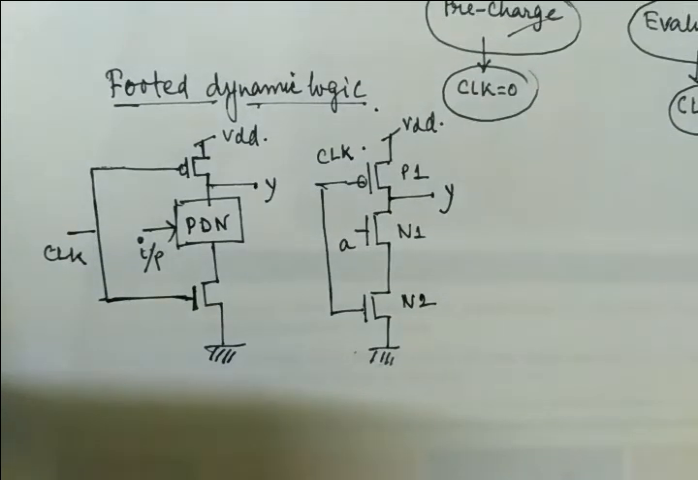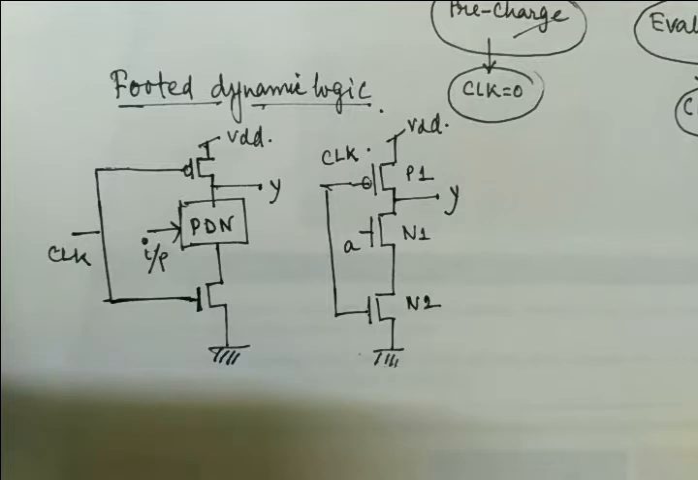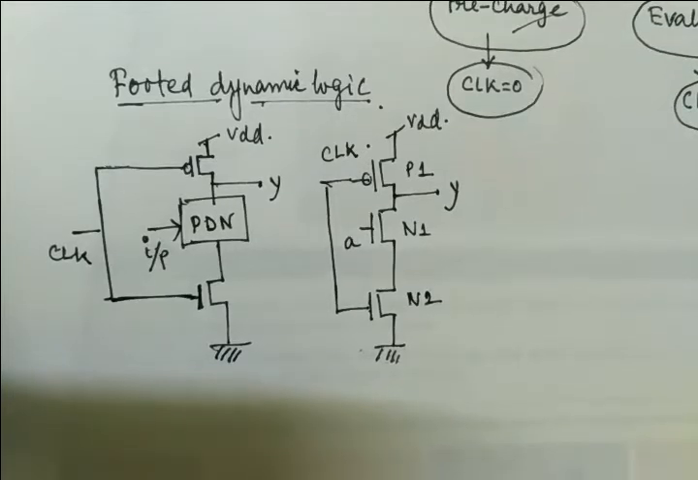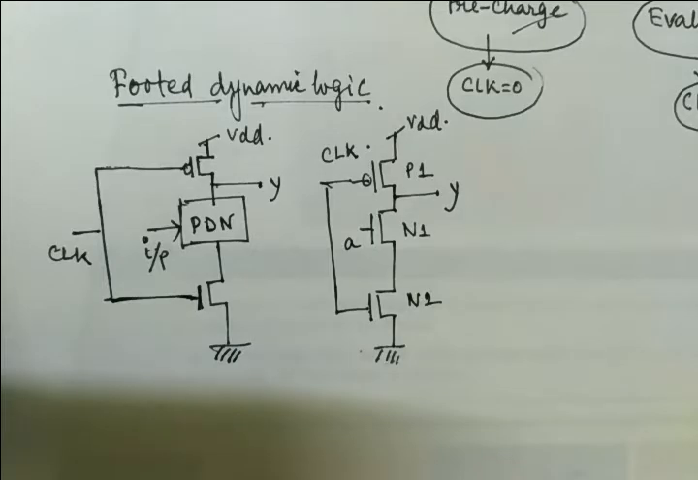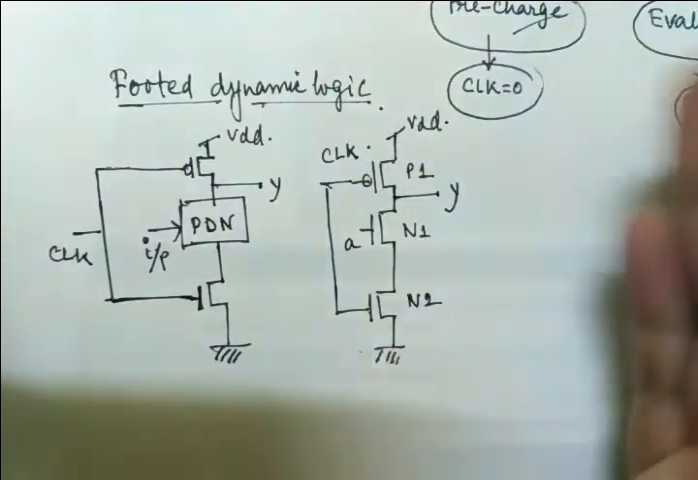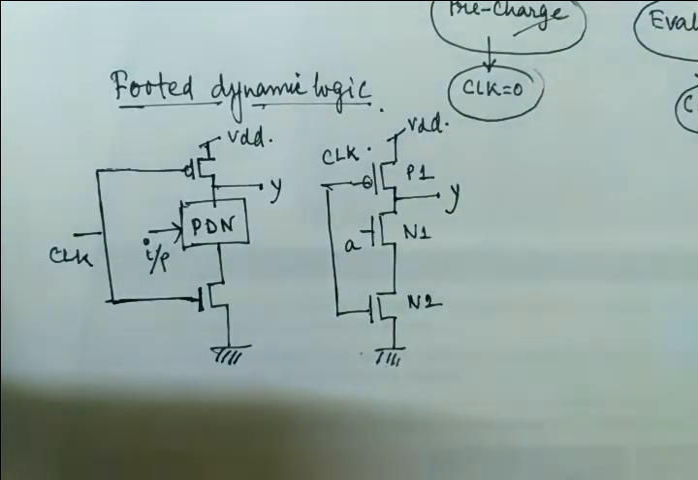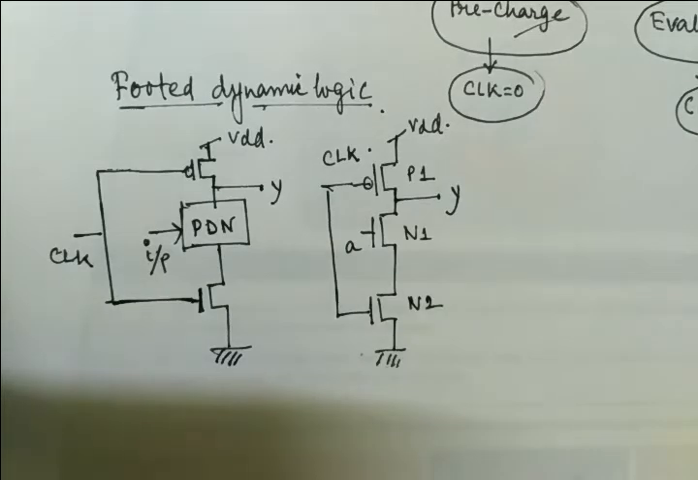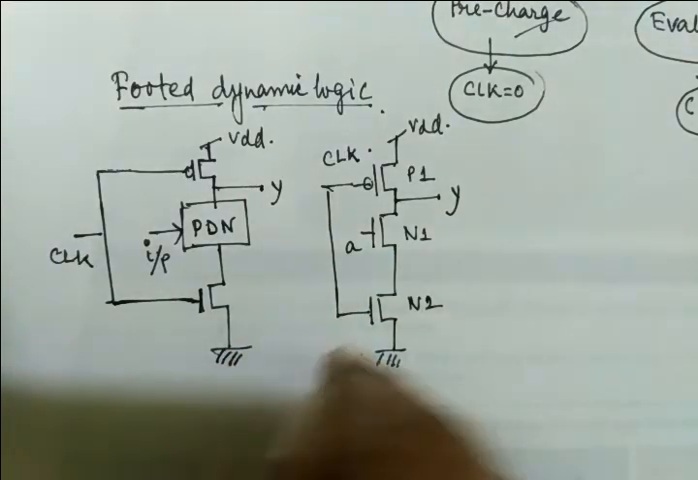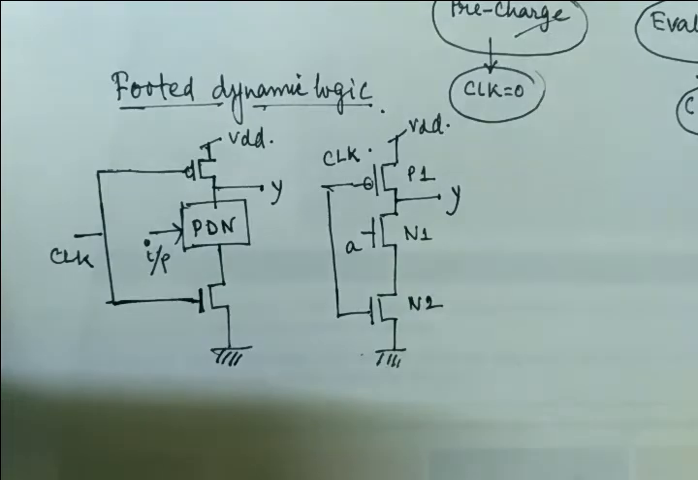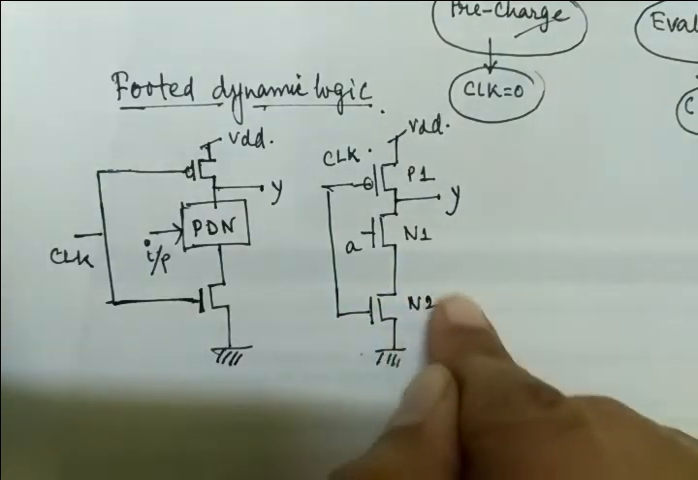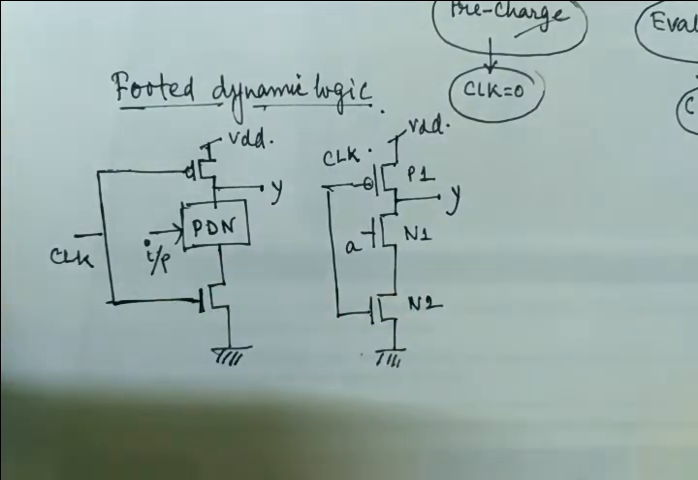Now this is the footed dynamic logic. As we discussed in the previous section, that was the unfooted dynamic logic, and this is the footed dynamic logic. So what is the difference in this logic circuit? If you keep this diagram and the previous diagram side by side and compare each and every design part, you will see that there is only an extra NMOS added as a foot in the bottom section. See here there is an extra NMOS, here there is an extra NMOS.